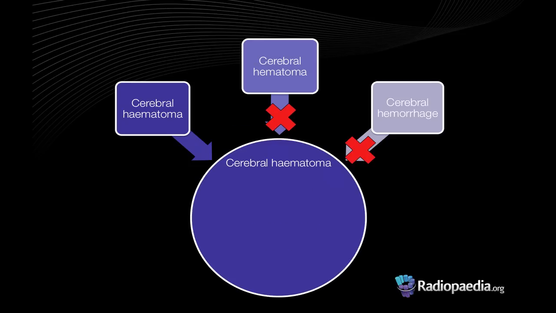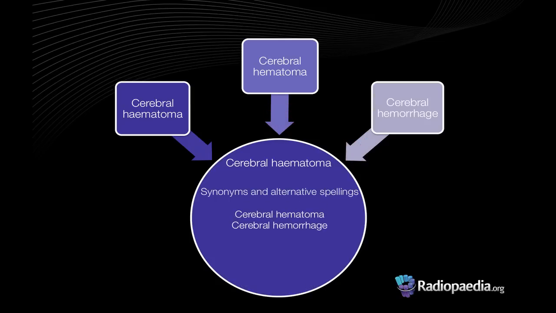In this same example, by adding synonyms, or in this case alternative spellings, of cerebral hematoma or cerebral hemorrhage, we would enable these two links to occur. We could add other synonyms and alternative spellings, in this case cerebral hemorrhage spelled with an AE, or intracerebral hemorrhage, intracerebral hematoma, etc.